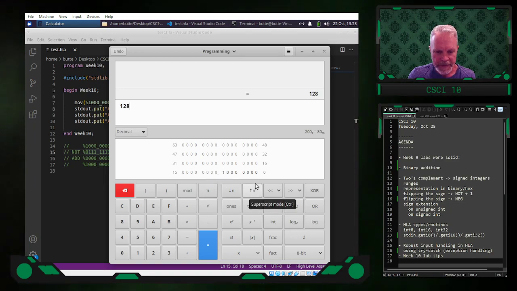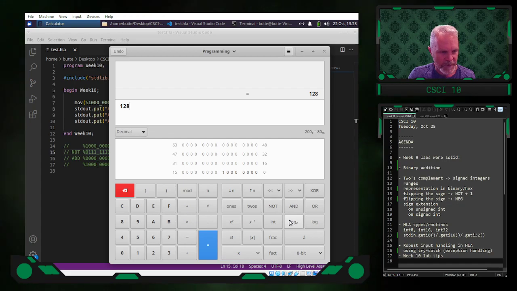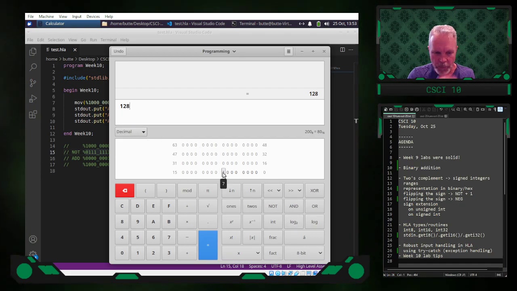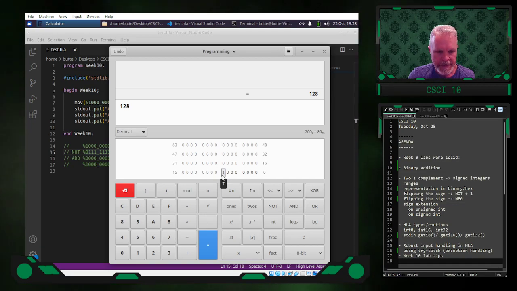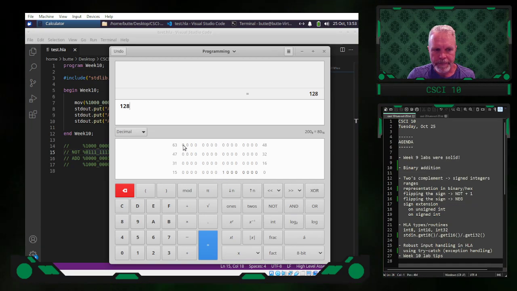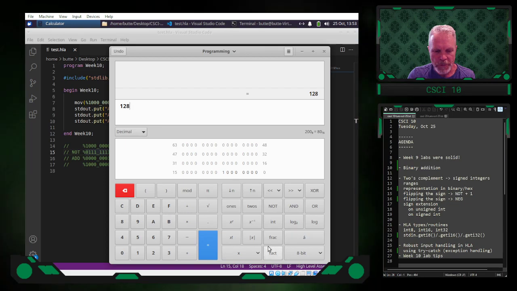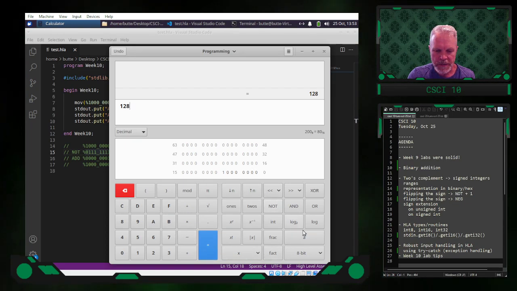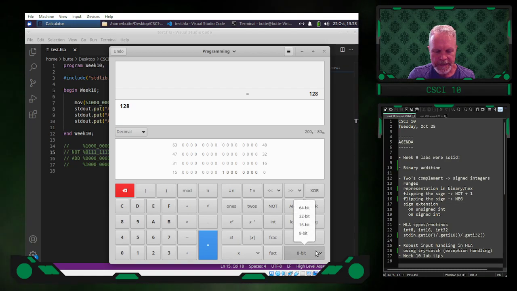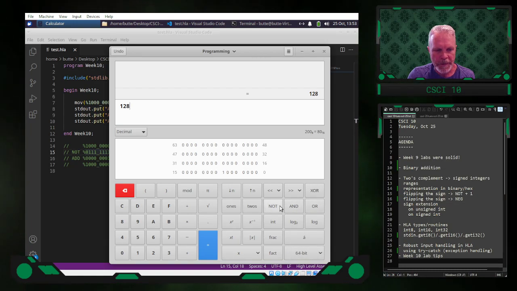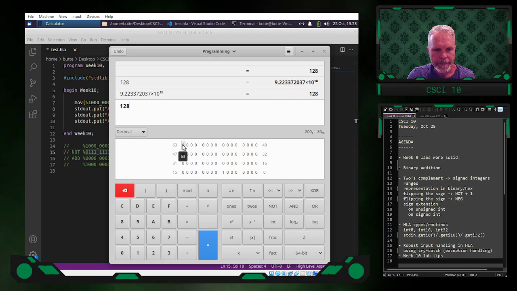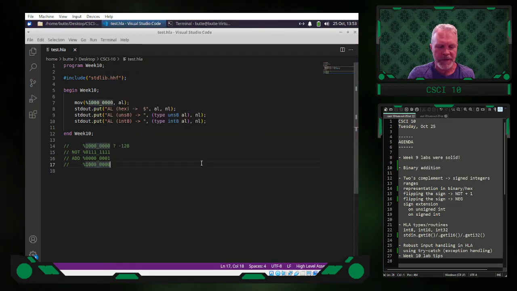It's not doing it. It's not doing two's complement, which I'm frustrated with. That is not 128 in two's complement. So that's kind of irritating. This calculator doesn't do what I want it to do. So we're just going to have to deal with that. I don't know. I give up on the calculator. Let's do it in code.